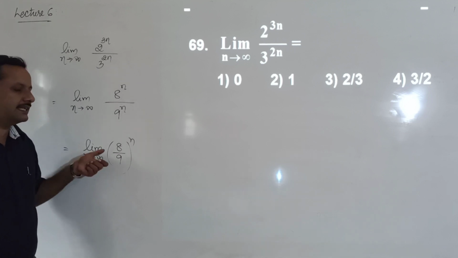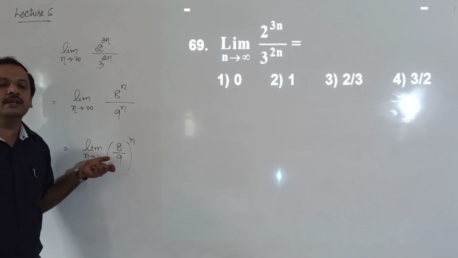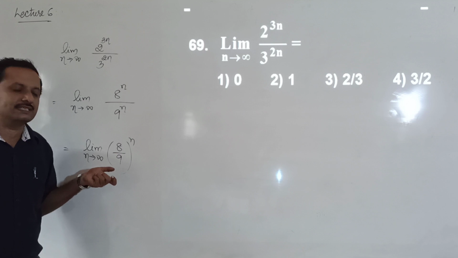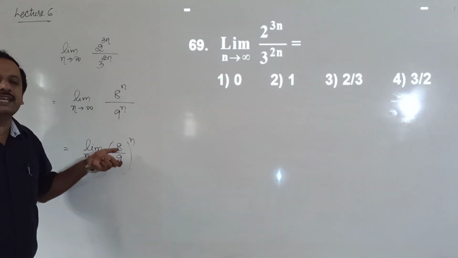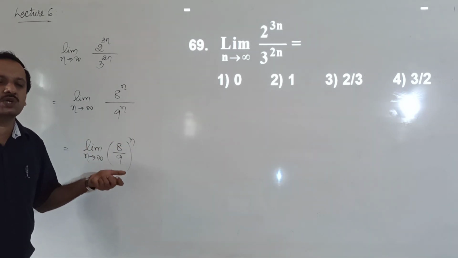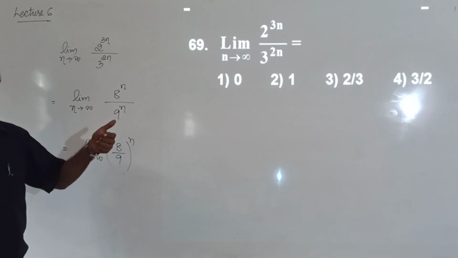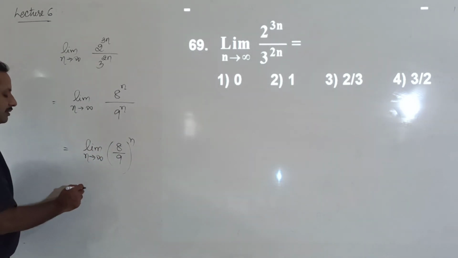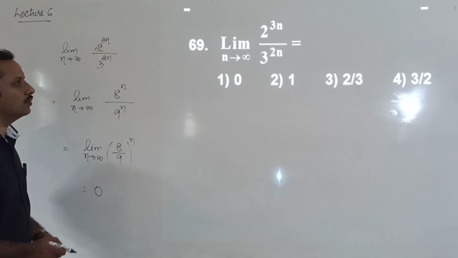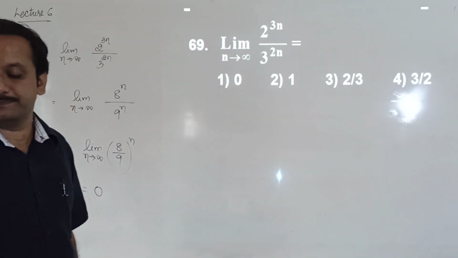Okay? So you have seen limit n tends to infinity x power n is equal to 0 whenever mod x is less than 1. If this fraction is less than 1, then as the power increases, the value of the fraction goes on decreasing. And by the time it reaches infinity, the value of the fraction becomes 0. So 0, first option, is the answer.